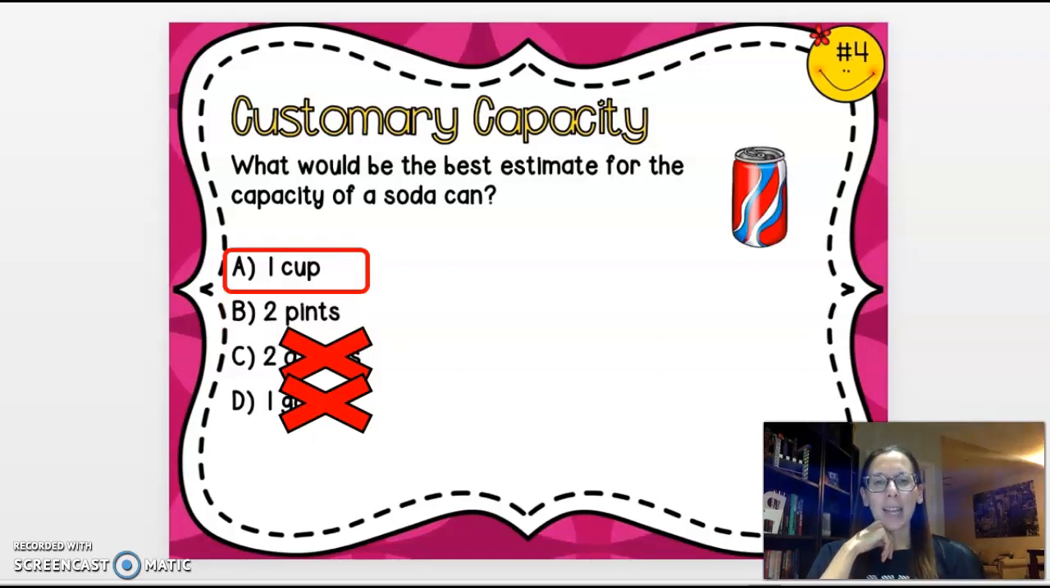What would be the best estimate for a soda can? So I crossed out 1 gallon. I crossed out 2 quarts, way too much. And even 2 pints is too much, so it has to be 1 cup. It's just a can of soda.